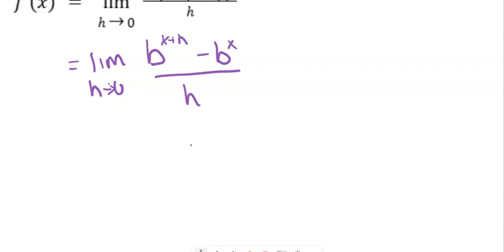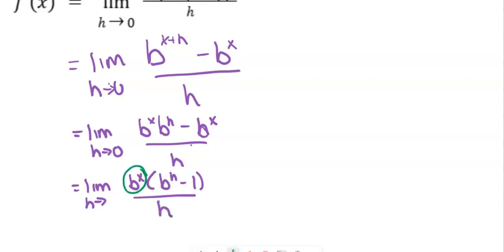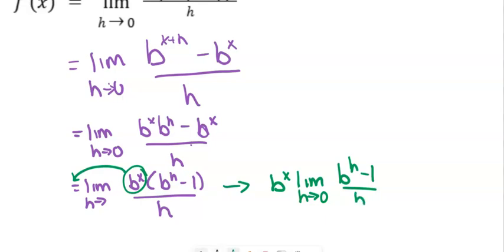What I can see here is I'm going to use an exponent law to say that b to the x plus h is actually b to the x times b to the h. Now that I've done that, I can see I have a common factor, so I can take b to the x right out, and then I just have b to the h minus 1 over h. If you remember way back from the beginning, the limit of a constant is just a constant. So I can bring this out front, and I get the derivative is b to the x times the limit as h approaches 0 of b to the h minus 1 over h. At this point we can't really do anything else, because we don't know what to do with this.